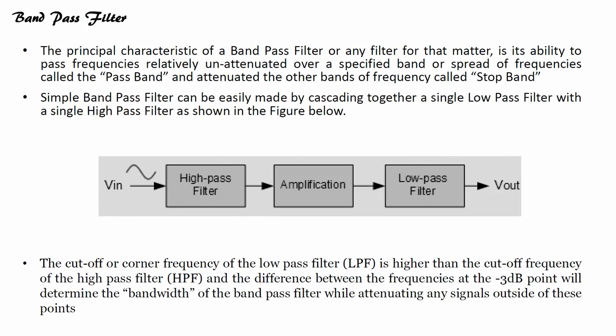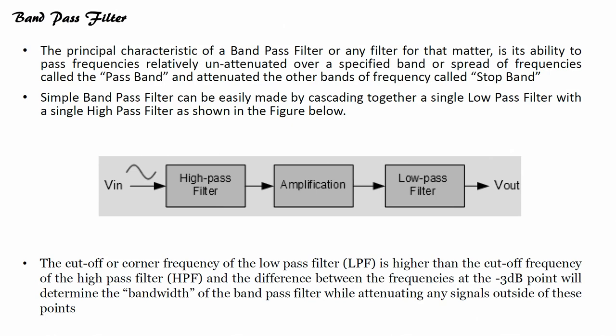When you talk about a band pass filter, it has a high pass filter, amplification and a low pass filter. We want to pass a certain band. We have seen that a low pass filter passes the low frequency band and a high pass filter passes the high frequency signal. To design a band pass filter, it should be a combination of high pass and low pass filter with amplification if it is an active filter.